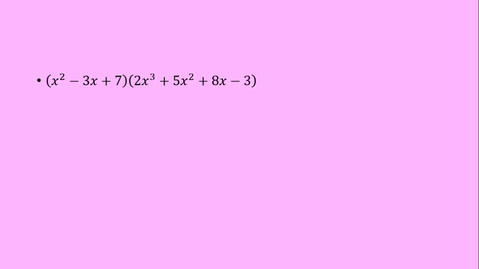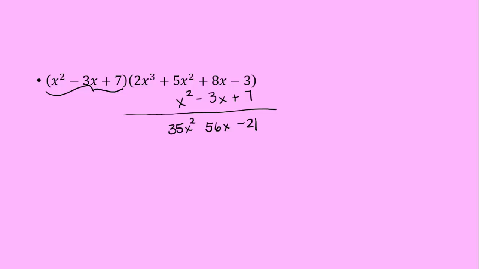Similarly, I'm going to take that smaller polynomial and rewrite it below the larger polynomial and multiply starting with the 7. So 7 times -3, 7 times 8x, 7 times 5x squared, and 7 times 2x to the 3rd. Next, multiply -3x times everything and line things up. So -3x times -3 is positive 9x, which goes under the 56x.